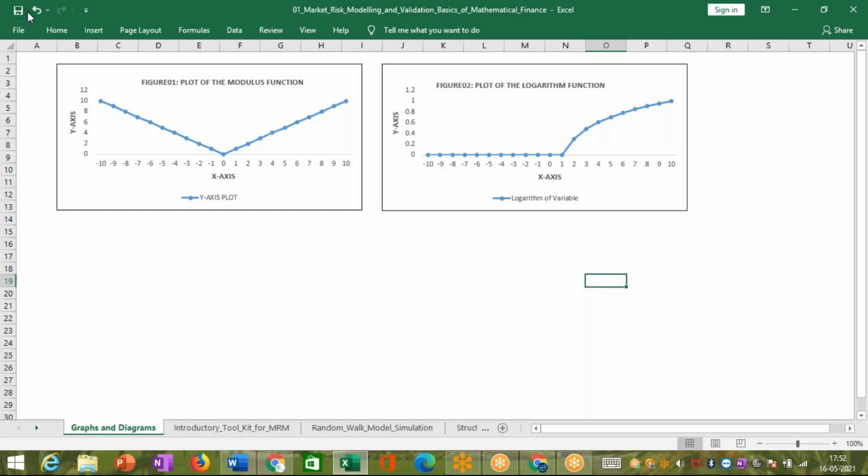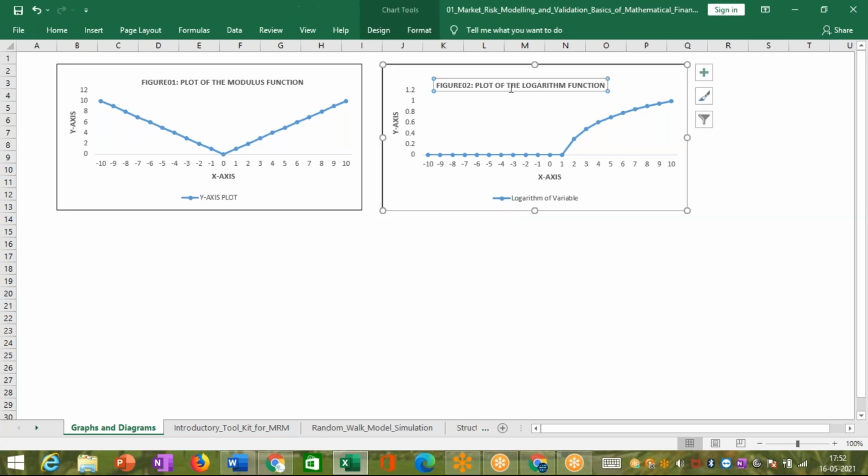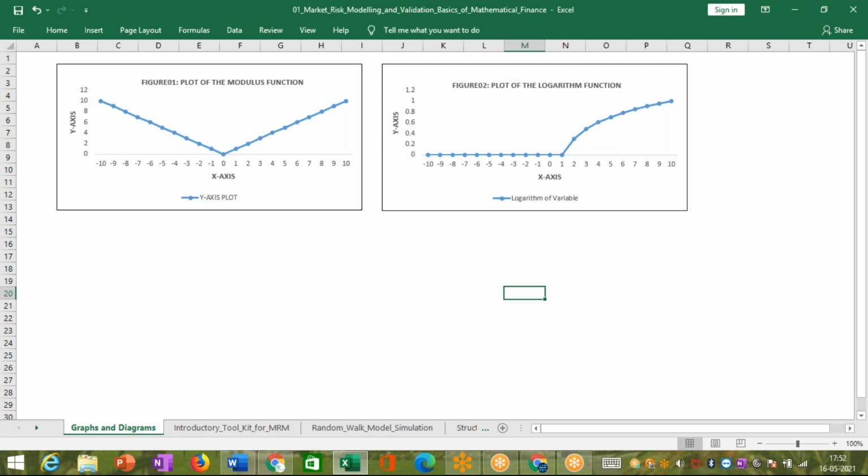Okay, so over here, what we have is the logarithmic plot. So just observe this log function. Up to 1, it remains 0, and from there onwards it gradually increases and then it gradually flattens out, right? So this is how your typical log function would look.